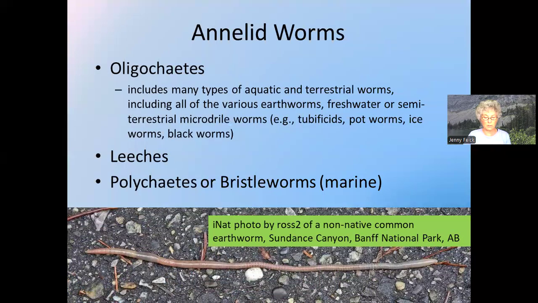Annelids are segmented worms. As the name suggests, these creatures have their bodies divided into segments. Many species of annelids are hermaphroditic, with both male and female sex organs on each individual. This phylum includes oligochaetes, leeches, and the marine bristle worms.